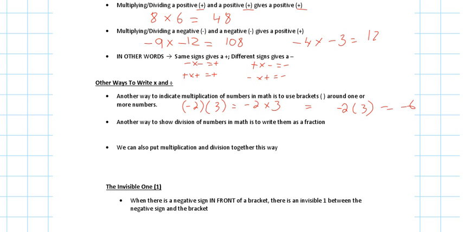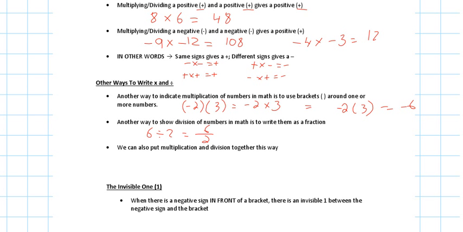Okay. Another way that you can show division of numbers in math is to write them as a fraction. Okay, so I can write it as 6 divided by 2 like this, right? But I can also write it as 6 over 2. They mean the same thing, okay? Again, sometimes the calculator doesn't like it. All right?